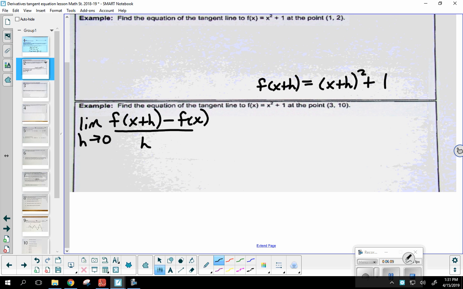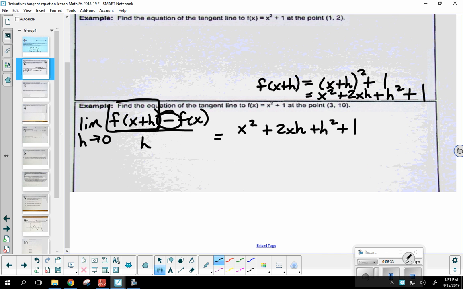And somebody expand that for me. x squared plus 2xh plus h squared plus 1. Perfect. So I'm going to take this four-term expression and plug it in for f of x plus h. So x squared plus 2xh plus h squared plus 1. And now I'm going to subtract f of x. Okay, so I'm subtracting a binomial, so I'll distribute the negative as I do so. So that would be minus x squared minus 1. And of course, this is all divided by h.